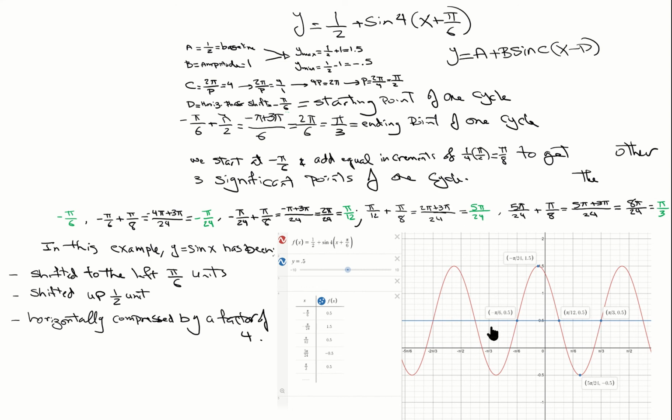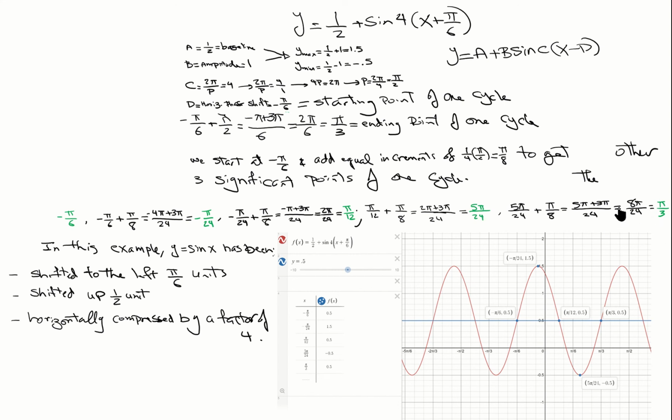Now we can start at negative pi over 6 and take this period and find out what 1/4 of it is, and that means 1/4 of pi over 2, so it's going to be pi over 8. So we're going to add increments of pi over 8 to get these other three significant points. So we start at negative pi over 6, we add 1 pi over 8, we end up with negative pi over 24, another pi over 8 to that point, and we get pi over 12. And then do that again with pi over 12, we get 5 pi over 24.